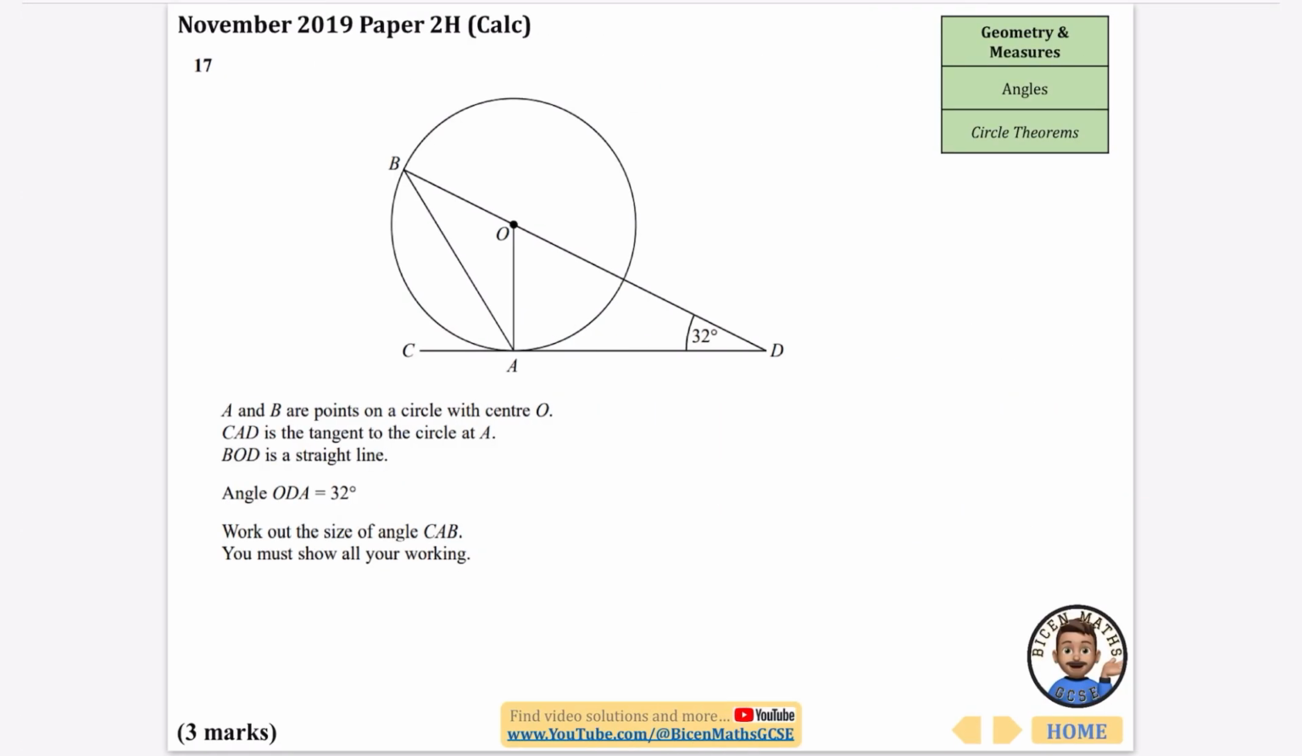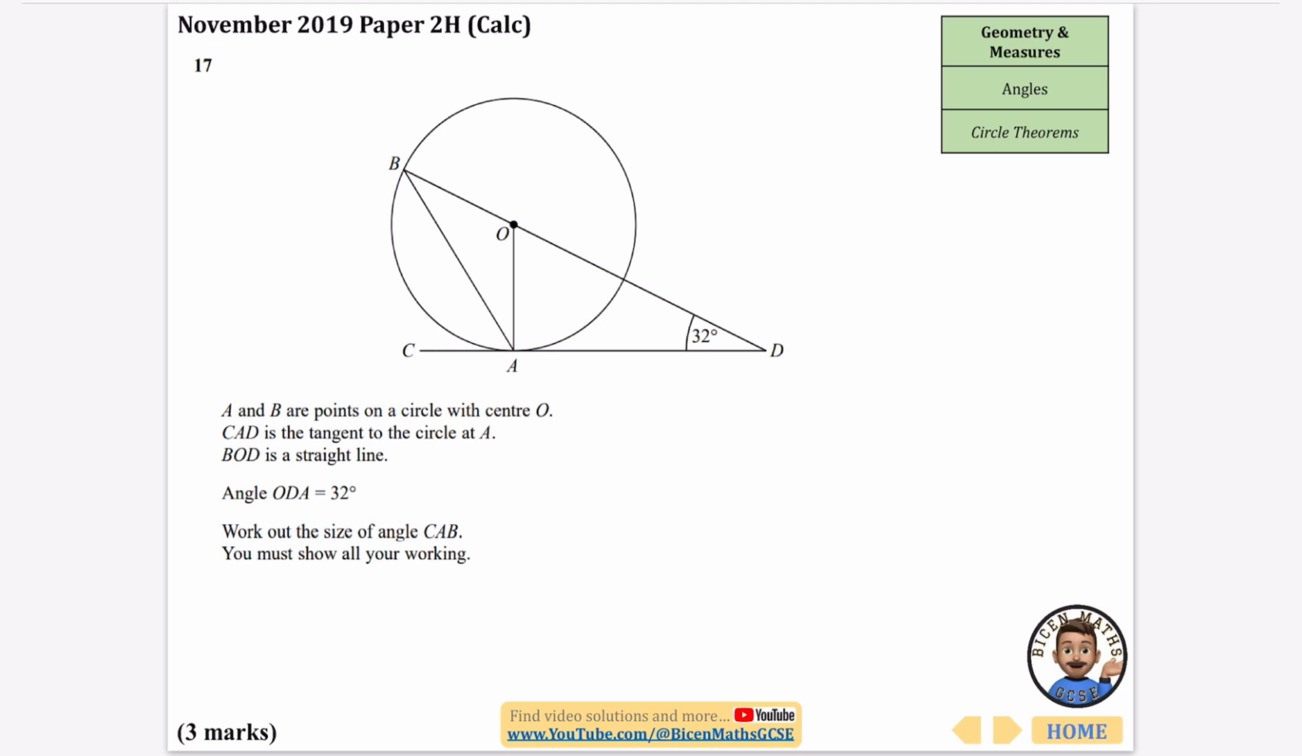Okay, let's see if I can just do one more before I might pause this video because these are quite long to film. It says that A and B are points on a circle with centre O. CAD is the tangent. So as soon as we see tangent, I want to use that rule. And BOD is a straight line. Great, I can see that. And angle ODA is 32. Work out the size of angle CAB. You must show all your working. However, you don't need to give reasons.